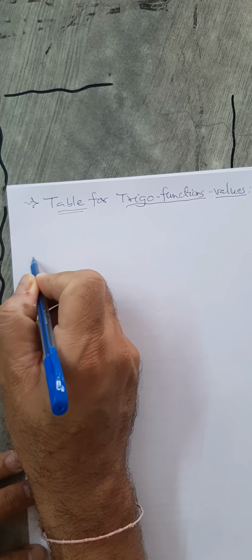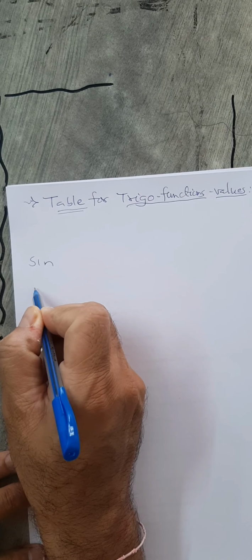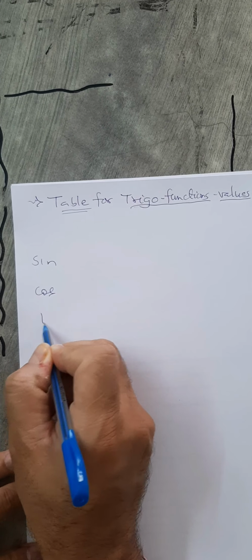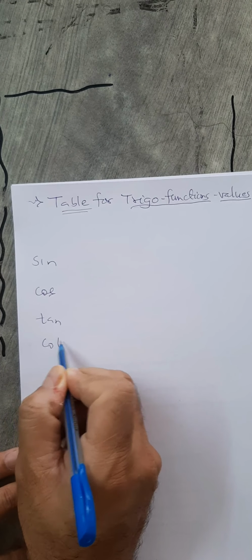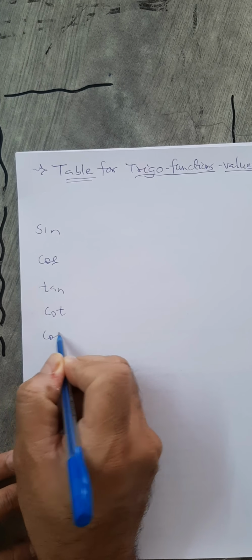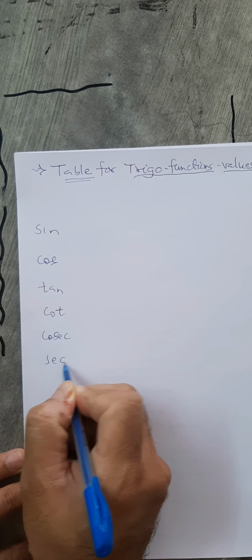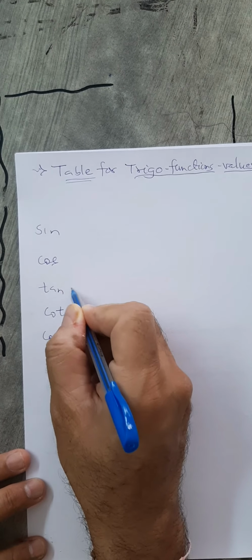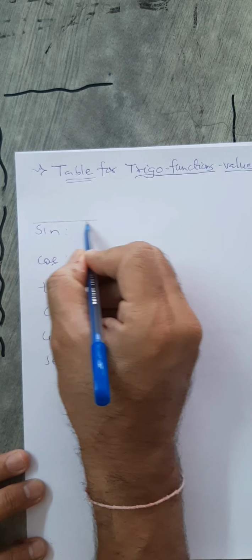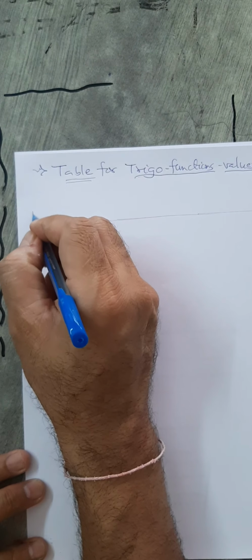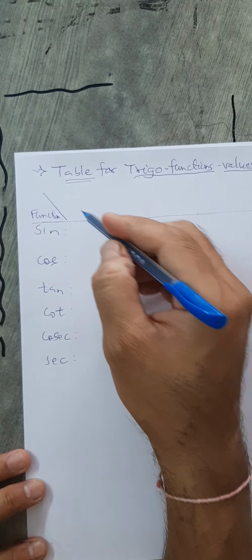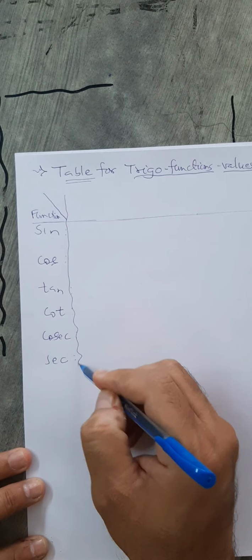So I'll list here functions. So first let's write sine. Then next let me write cosine, then tan, then cot. Next let me write cosec, and then sec. These are the 6 standard trigonometric functions, you know. So these are the functions. And now on the other side we have angles here.